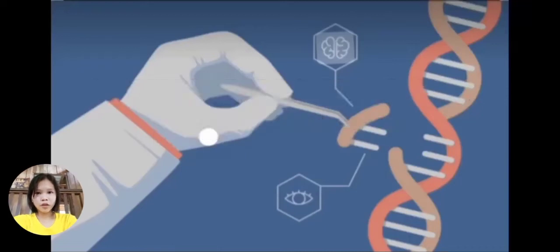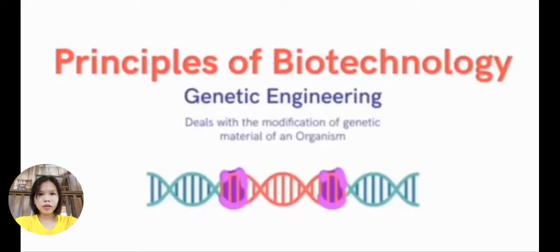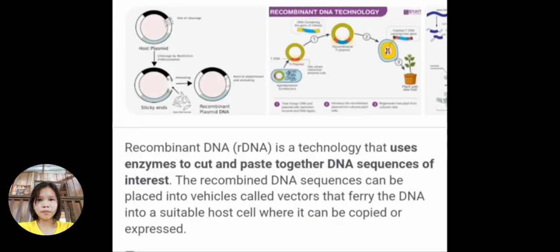and biotechnology. Genetic engineering deals with the modification of genetic material of an organism. It is the process of using recombinant DNA or rDNA technology to alter the genetic makeup of an organism. Recombinant DNA is a technology that uses enzymes to cut and paste together DNA sequences of interest. The recombined DNA sequences can be placed into vehicles called vectors that ferry the DNA into a suitable host cell where it can be copied or expressed.